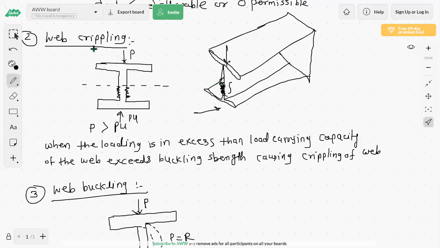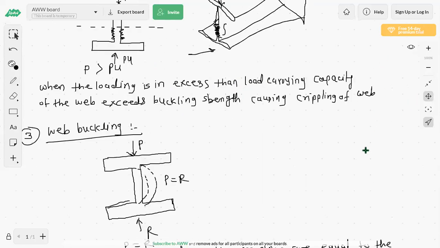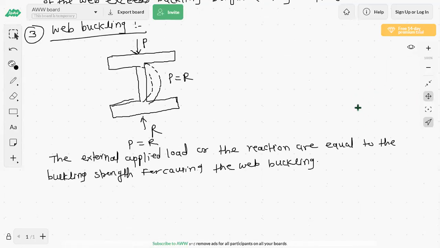So are you getting what is web crippling? Web crippling is nothing but the loading is in excess of the load carrying capacity. P is greater than Pu. Applied load is in excess of the load carrying capacity, then your web crippling will happen. Are you getting? And now the third mode of failure, that is web buckling.